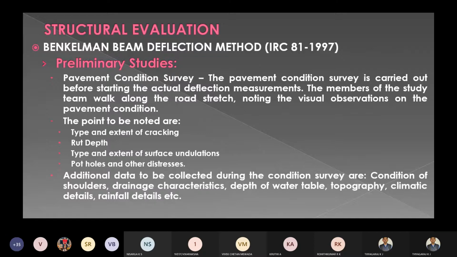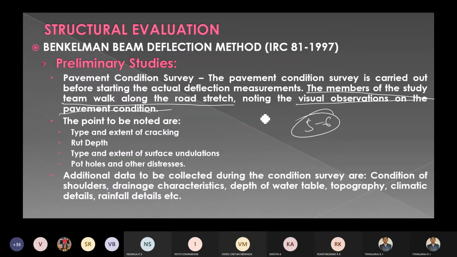The first one is the pavement condition survey. The pavement condition survey is carried out before starting the actual deflection measurement. So I told you, before conducting this BBD study, you are going to check the condition of the pavement. What are you going to do? The members of the study team walk along the road stretch. There will be 5 to 6 members, and they will be walking on the road and noting the visual observations on the pavement condition.